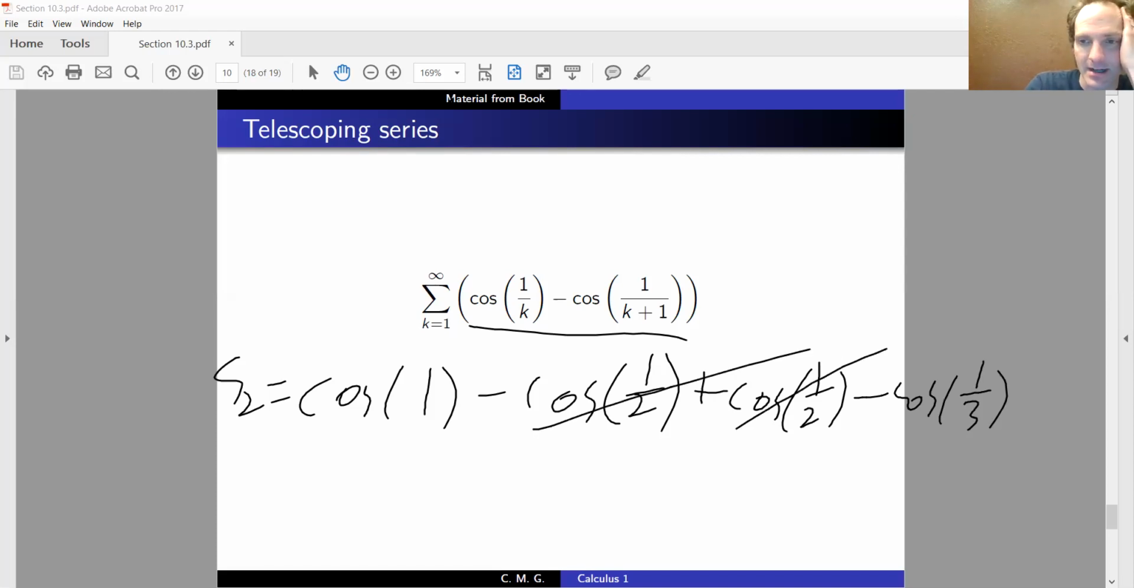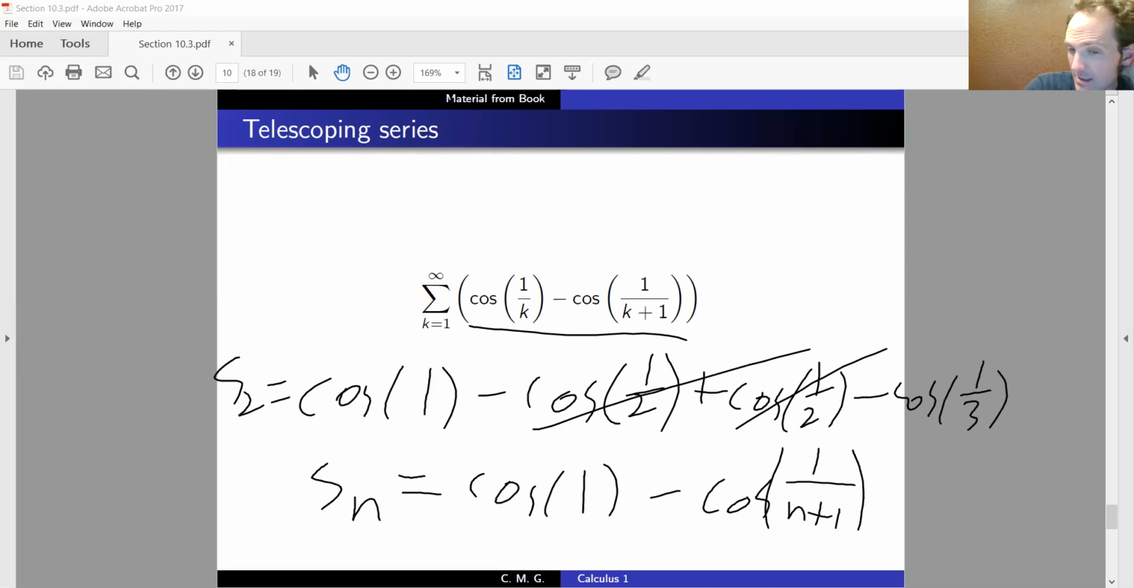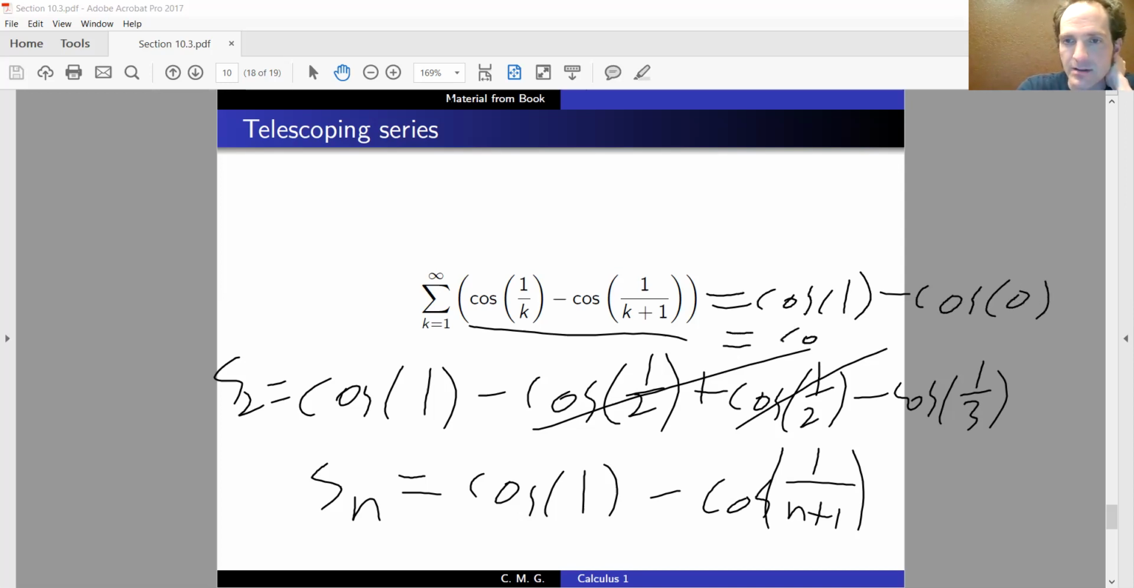And then I get plus cosine of 1/3 minus cosine of 1/4, plus cosine of 1/4 minus cosine of 1/5. So all the middle terms will cross out. I'm left with just the outside 2 terms. So here Sn, I've got this starting point of cosine of 1. All the middle terms are gone, and I'm left with cosine of 1 over n plus 1. As n goes to infinity, 1 over n plus 1 goes to 0. So I'm left with cosine of 0. So this sum will be cosine of 1 minus cosine of 0. And cosine of 0 is 1. So this is just cosine of 1 minus 1.